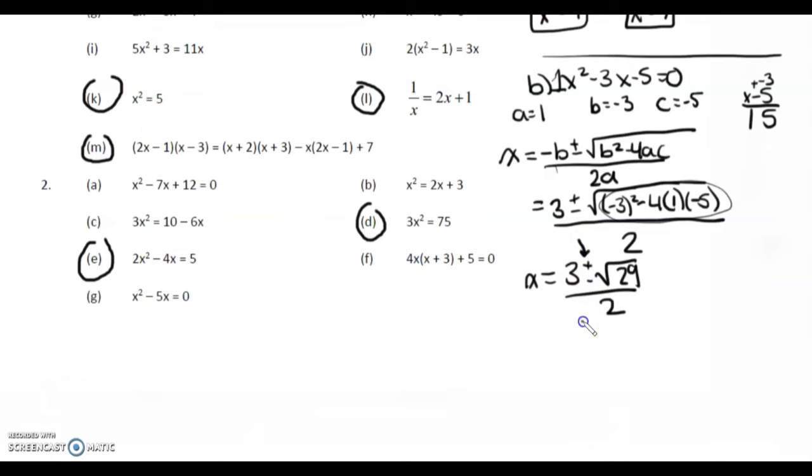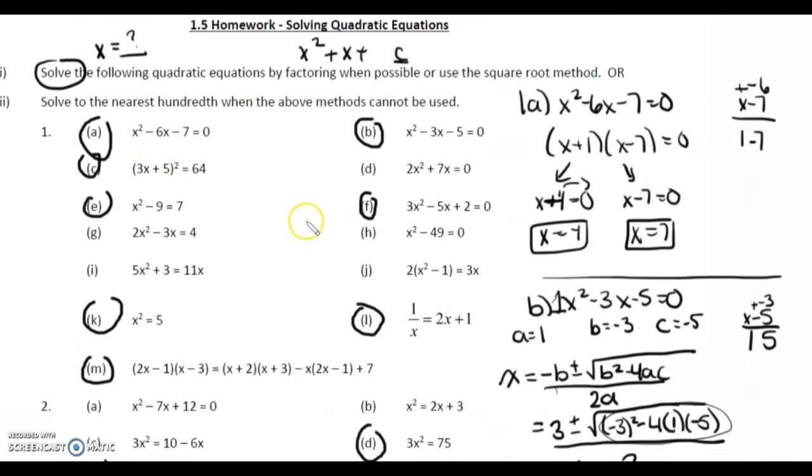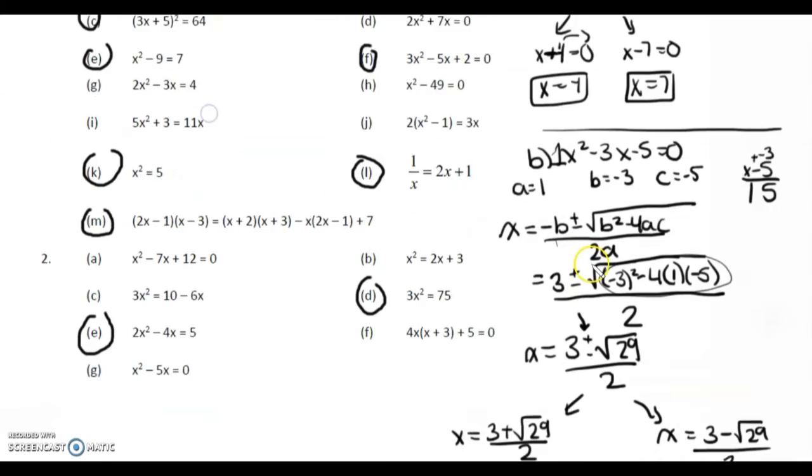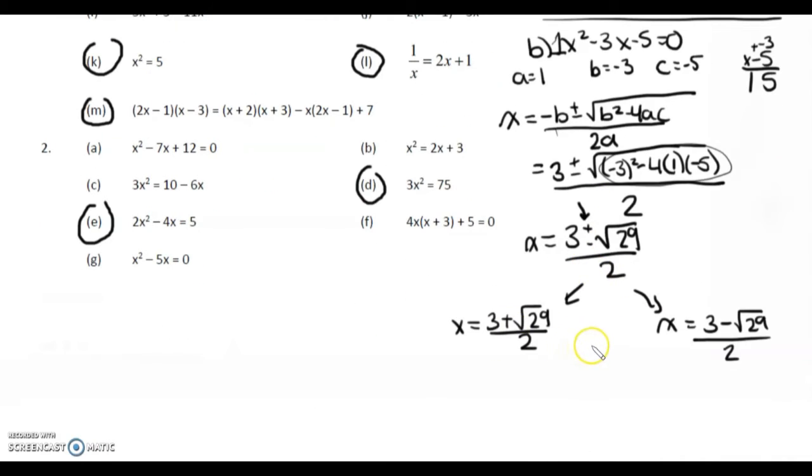So this is going to branch off to x equals 3 plus root 29 divided by 2, and it's also going to branch off into x equals 3 minus root 29 divided by 2. If you want to round these, I know the question originally says round to the nearest hundredth. If you want to do that, you can go ahead and sub these into your calculators. If not, you can also leave it like this. This is exact, and we've already covered radicals.